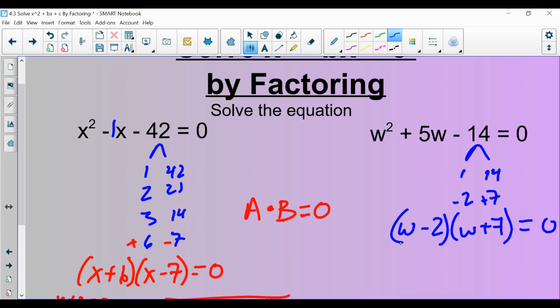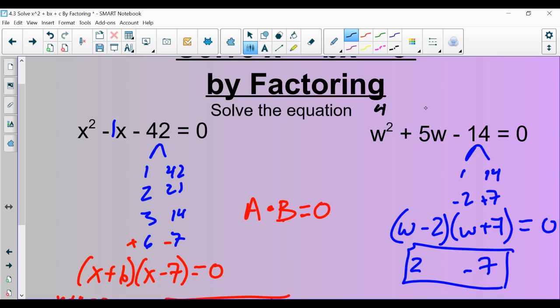Now you ask yourself, what makes this set of parentheses 0? That would be 2. And what makes this set of parentheses 0? That would be -7. And those are my solutions. Very easy to check your work here and maybe potentially even satisfying. If you plug 2 in to the equation, 2 squared is 4.